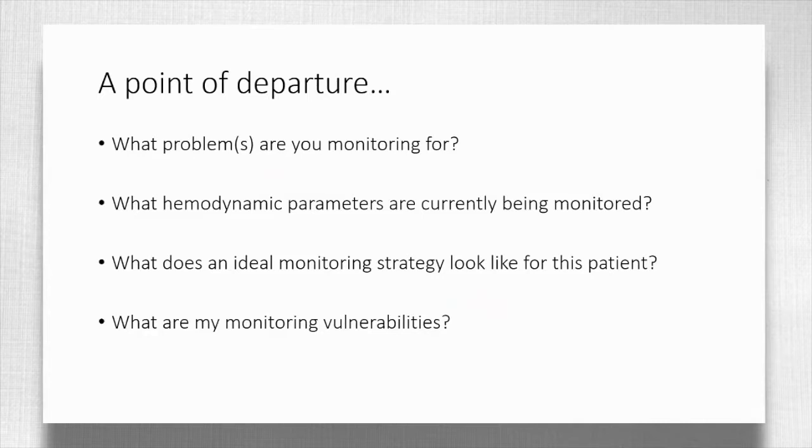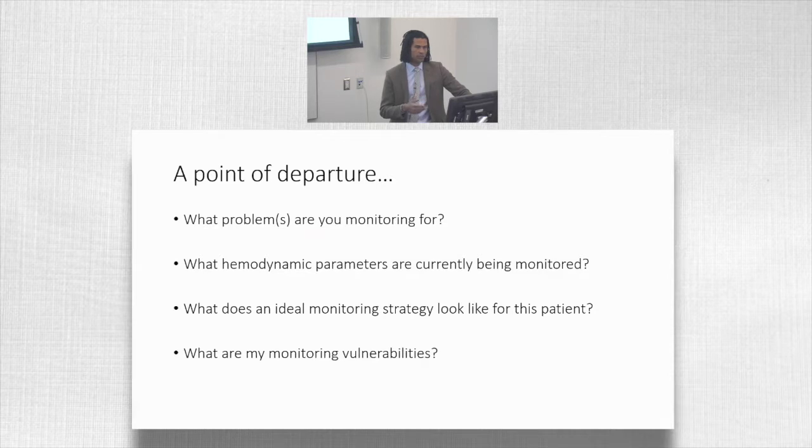The fourth question is one that should be a continuous question in critical care, and that's, what am I monitoring vulnerabilities? And this differs a little bit from the previous questions in that what you're talking about when you think about monitoring vulnerabilities is ways that you can be misled by the data you have. So you might have all of the monitoring devices in place that you would want, but because of artifact or some other aberration in the data, you might go down the wrong track.